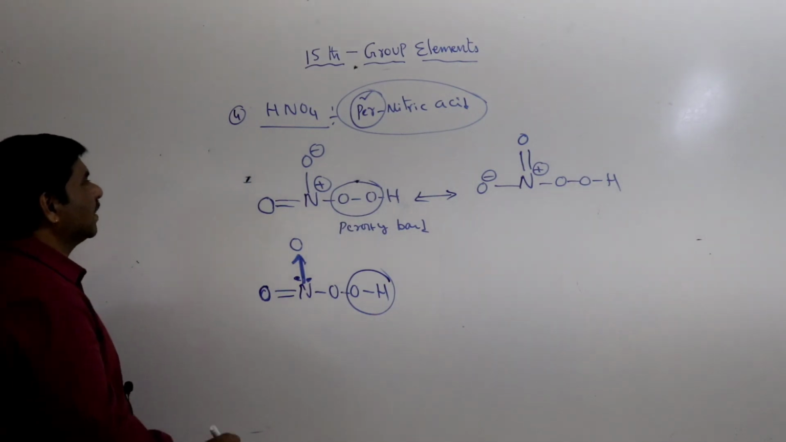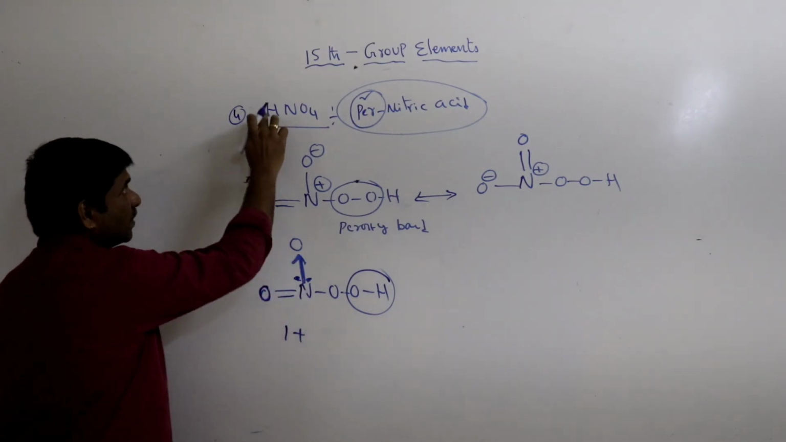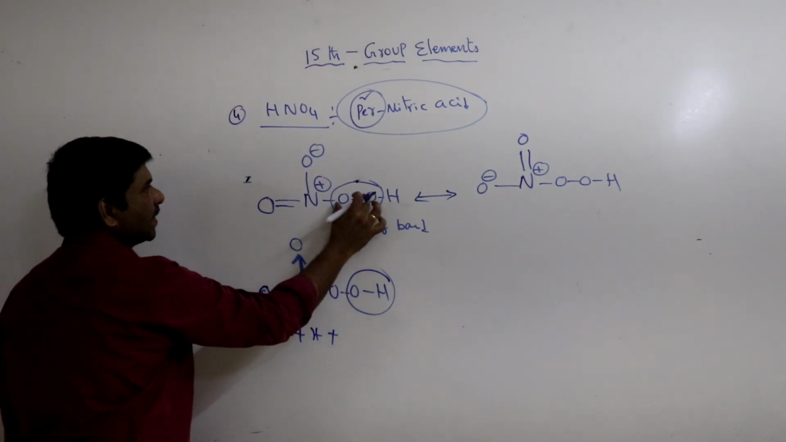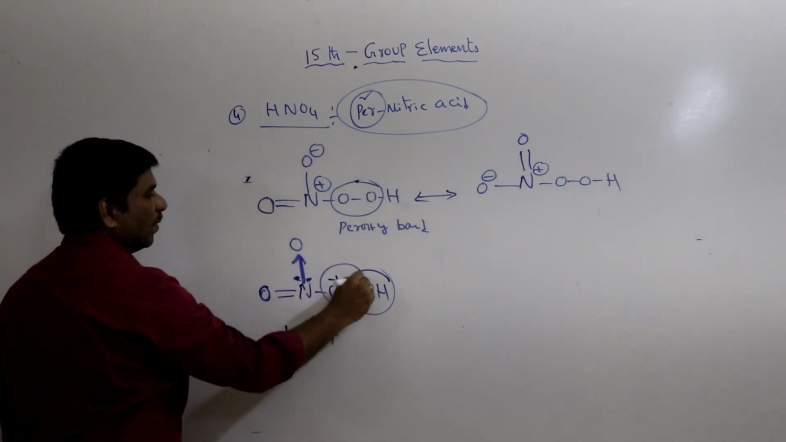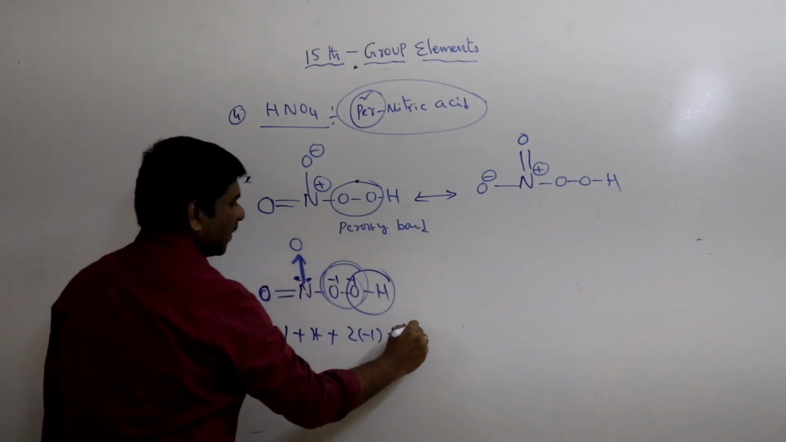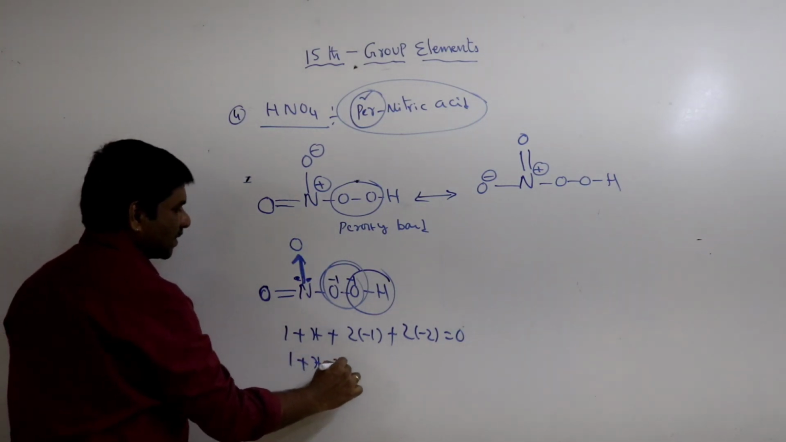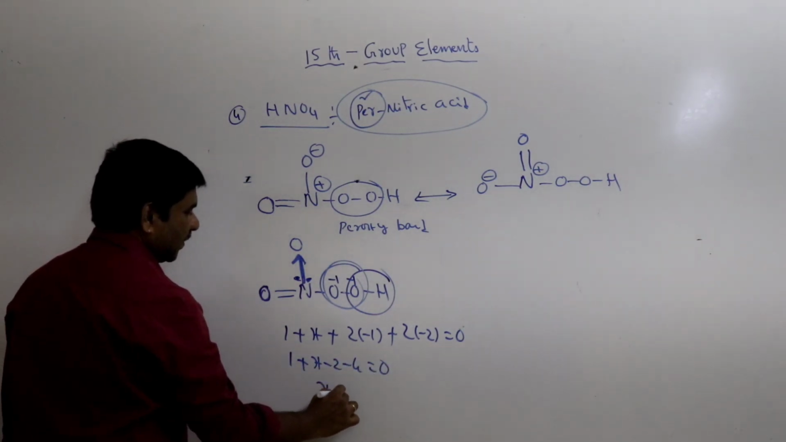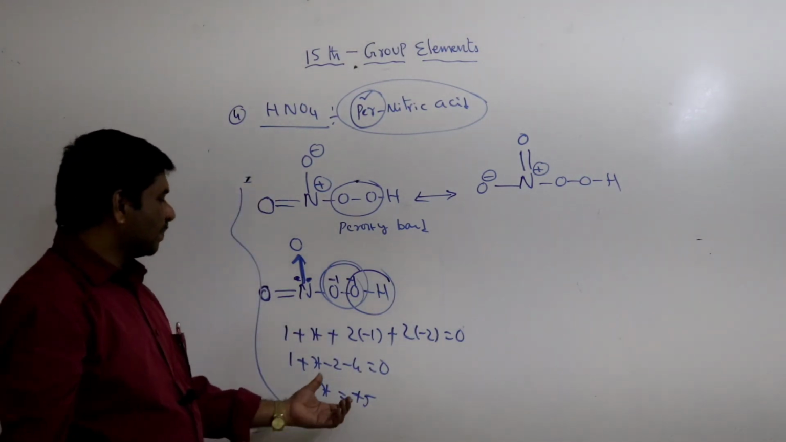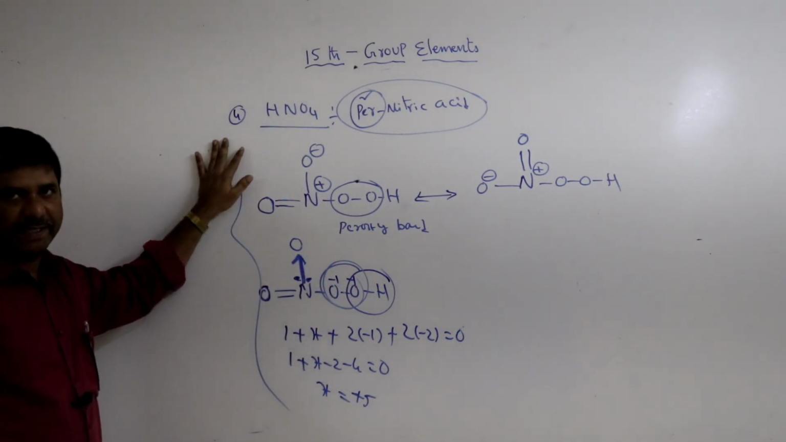Now the nitrogen oxidation number. You know hydrogen is +1. Of the 4 oxygens, 2 have a peroxy bond, O-O, each -1, and 2 oxygens without a peroxy bond are -2. The sum is equal to 0: 1 plus x minus 2 minus 4 is equal to 0. So x is equal to +5. So it is also a higher oxidation number, +5, and it is also a strong acid.